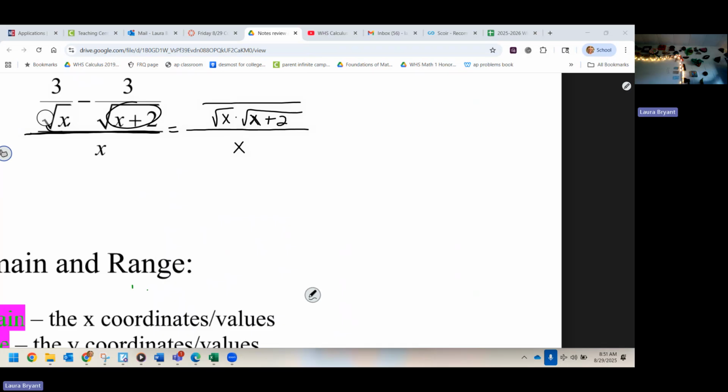And I kind of go back to my original expression here, and my first fraction has the radical x, but for my common denominator, I would have to multiply by radical x plus 2 on top and bottom. And that gives me the denominator that I need. In this fraction, I've got the radical x plus 2, but I have to multiply by radical x top and bottom. So now what I have in the numerator here is 3 times radical x plus 2 minus 3 times radical x. So I multiply those two together minus those two.